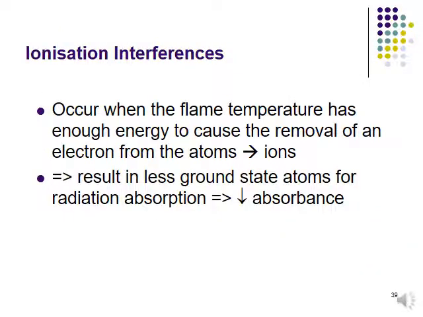So now we go to the ionization interference. What is the ionization interference? This kind of interference occurs when the flame temperature has enough energy to cause the removal of an electron from the atoms to become ions. Basically, it requires a very high temperature to make it ionize. As a result, it will produce a very low absorbance signal.